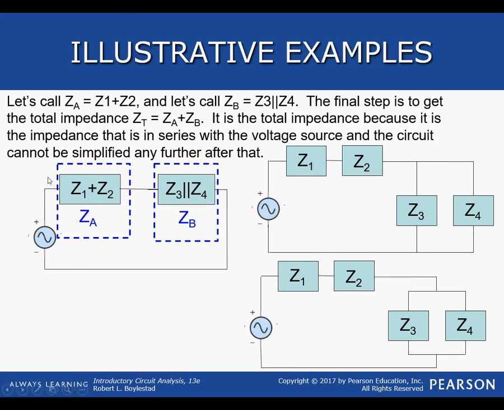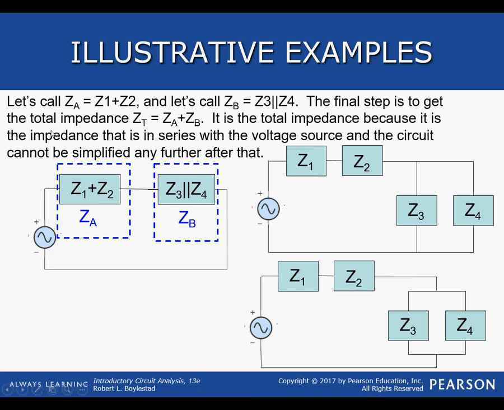So let's call ZA Z1 plus Z2. And again, A is arbitrary. I'm just picking a letter off the top of my head. We could call it Z prime. We could have called it Z11, whatever we wanted to call it. And let's call ZB Z3 in parallel with Z4. So it's just showing you that we're simplifying the circuit down from this thing to this thing.